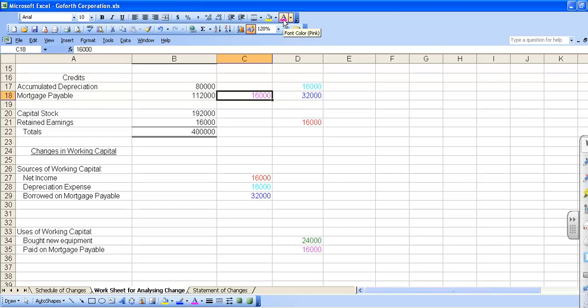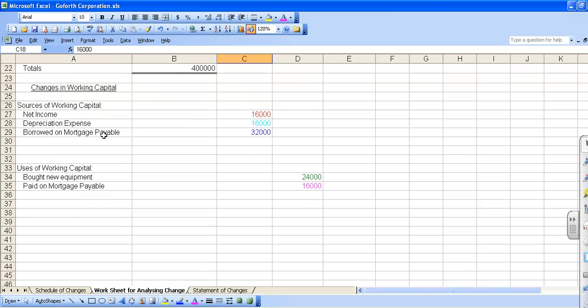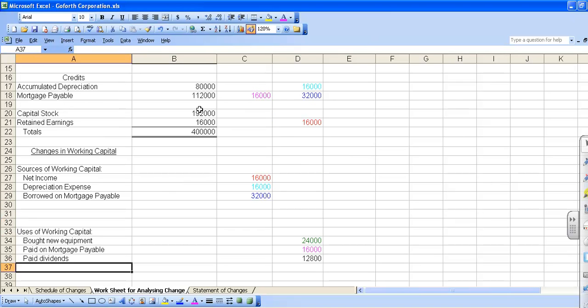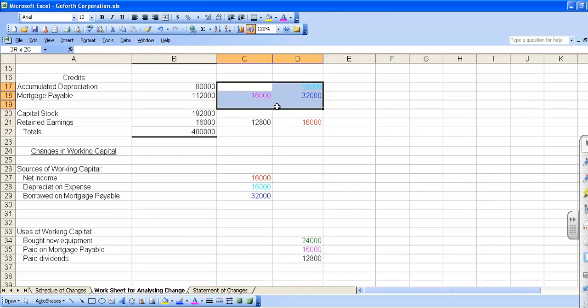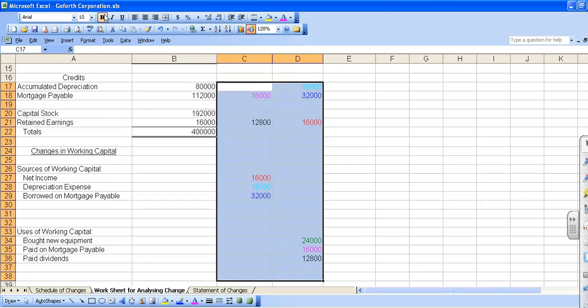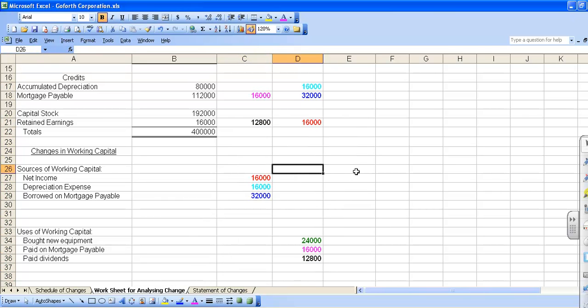Dividends declared and paid, $12,800. So that's money that we are using again. So we're going to put paid dividends. And we're paying $12,800. I think we're just going to leave those black. And that's going to go under retained earnings. I'm going to bold those just so that you can see them a little more clearly.